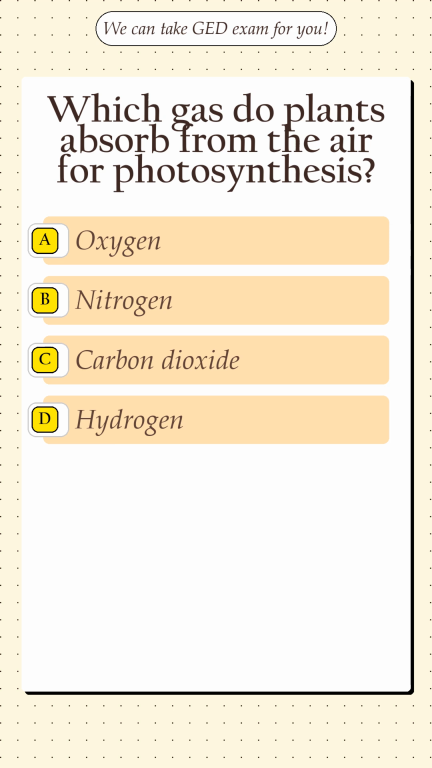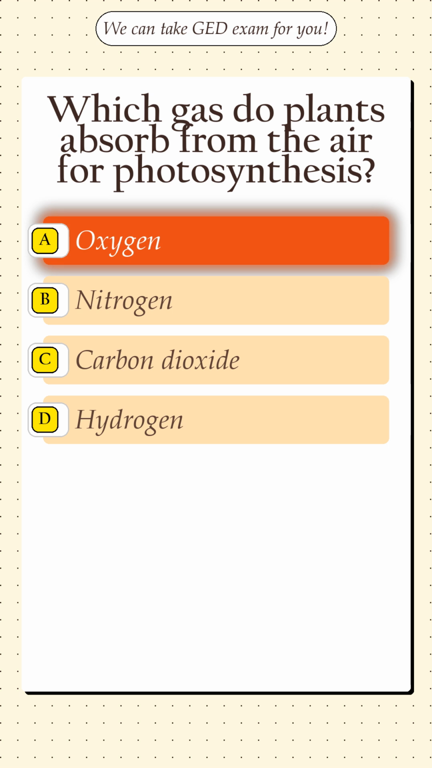Question 16. Which gas do plants absorb from the air for photosynthesis? Option A, oxygen. Option B, nitrogen. Option C, carbon dioxide. Option D, hydrogen. The correct answer is option A, oxygen.